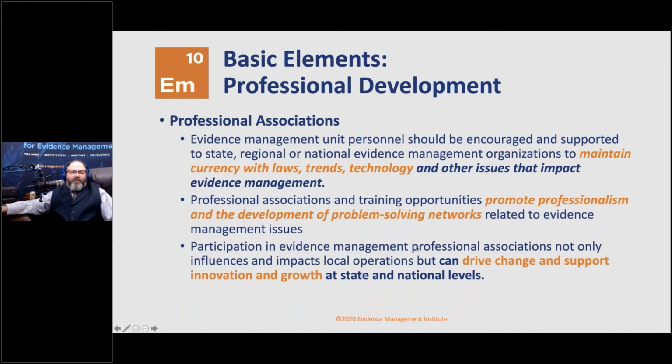And not only that, when you organize, I mean, in evidence management, sometimes we have the sense that we are underrepresented or that we are ignored by our agencies. And that may be true, but that shouldn't become our reality. We shouldn't let that define us. By participating in a professional association at the state level, that can help drive change in your state and give you a voice that maybe you didn't have before. Maybe you don't have at your agency, but by participating in a state association, that voice can become magnified.